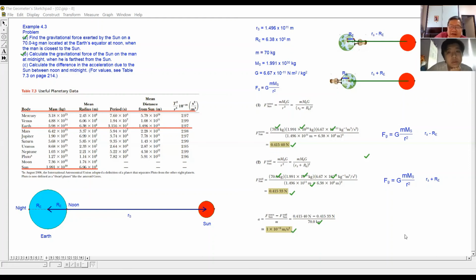Now, what significance does it have on people like us? It means that during the daytime, we are much heavier. During the nighttime, we are much lighter, something like that, due to the sun's attraction. We are further away, so the sun is not pulling us that much. Okay, so this will be the difference in the acceleration due to gravity. Yeah, you can go through this again.